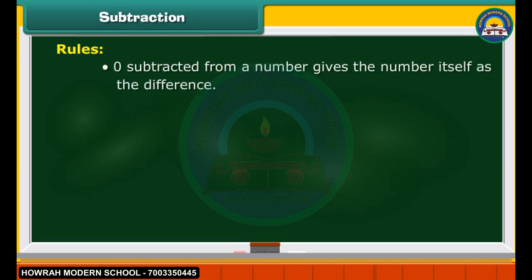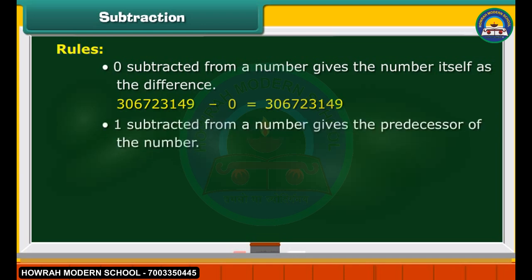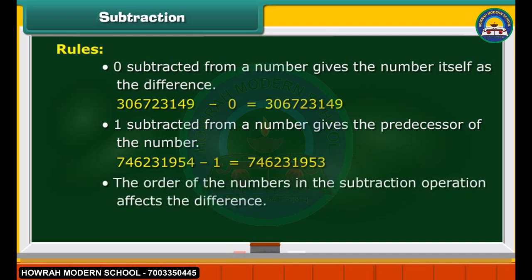0 subtracted from a number gives the number itself as the difference. 306723 subtracted by 0 is equal to 306723. 1 subtracted from a number gives the predecessor of the number. 746231954 subtracted by 1 is equal to 746231953. The order of the numbers in the subtraction operation affects the difference.